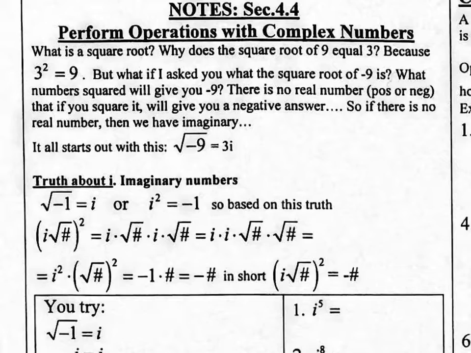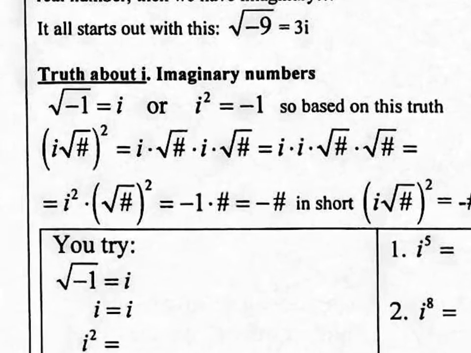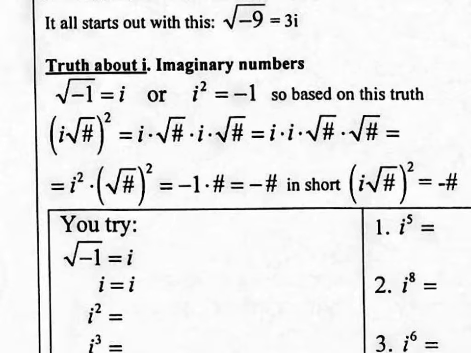Okay, so let's talk about the truth about i, which is an imaginary number. What is i? Let me tell you this. The square root of negative 1 is i. The square root of a negative is imaginary. So this is a fact right here. The square root of negative 1 is i. Another very important fact is that i squared is negative 1. So these are just facts that we need to know.